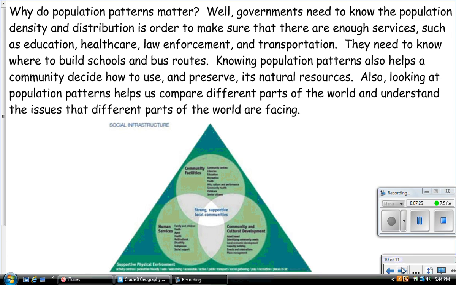Why do population patterns matter? Well, governments need to know the population density and distribution in order to make sure that there are enough services such as education, healthcare, law enforcement, and transportation. They need to know where to build schools and bus routes. Knowing population patterns also helps the community decide how to use and preserve its natural resources. Also, looking at population patterns helps us compare different parts of the world and understand the issues that different parts of the world are facing.